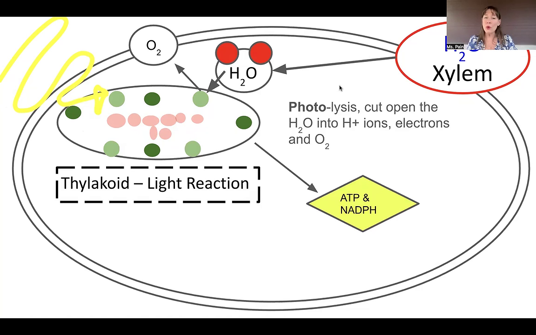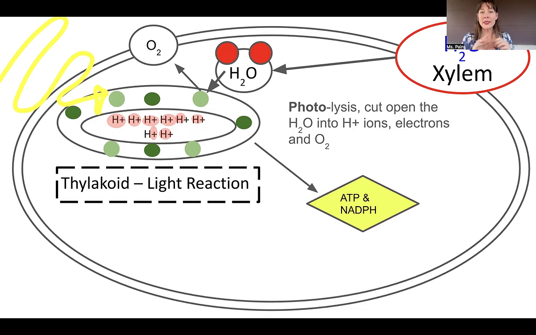So that photolysis is that process where the water gets broken up into hydrogen ions and the oxygen gets kicked out. There's two processes with that that's going to create ATP and NADPH. The electrons are going to bounce through to make the NADPH, and the hydrogens are going to go through an ATP synthase to make that ATP.